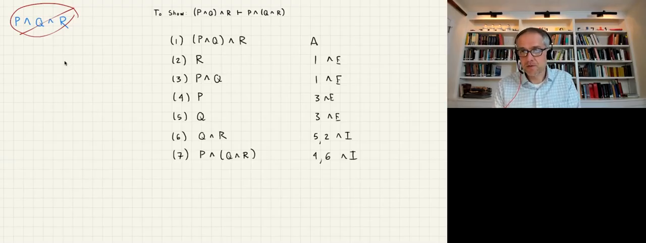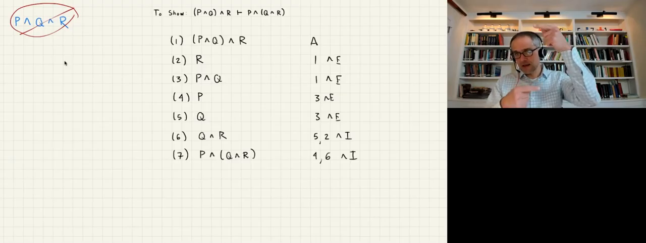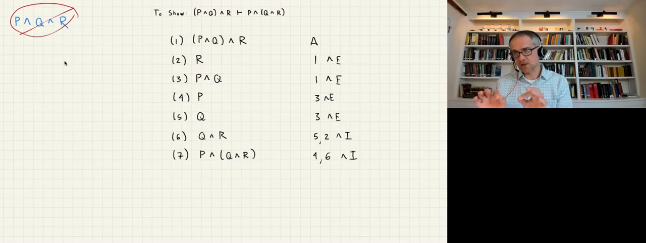Okay, so there we've proven that and is associative, just from the assumption that ands can be eliminated. So given a conjunction, you can peel off either conjunct, and can be introduced. If you have things on two lines, any two lines, you can put those together on a single line with a conjunction symbol between those, conjunction introduction.